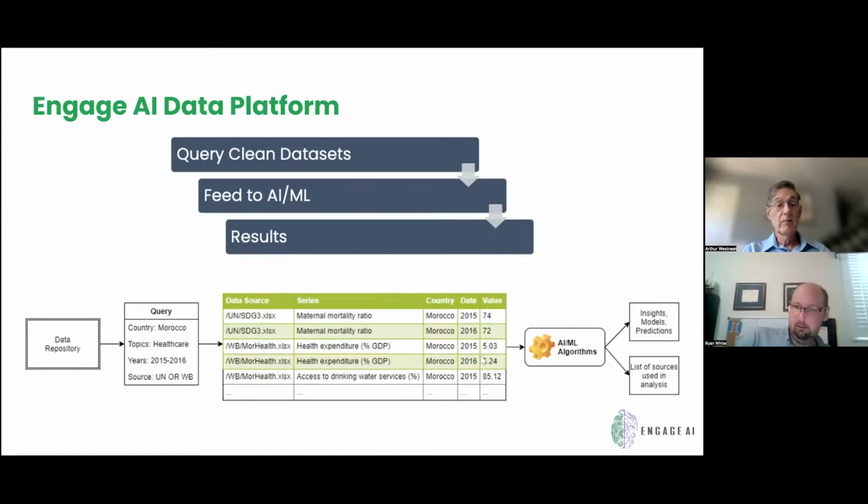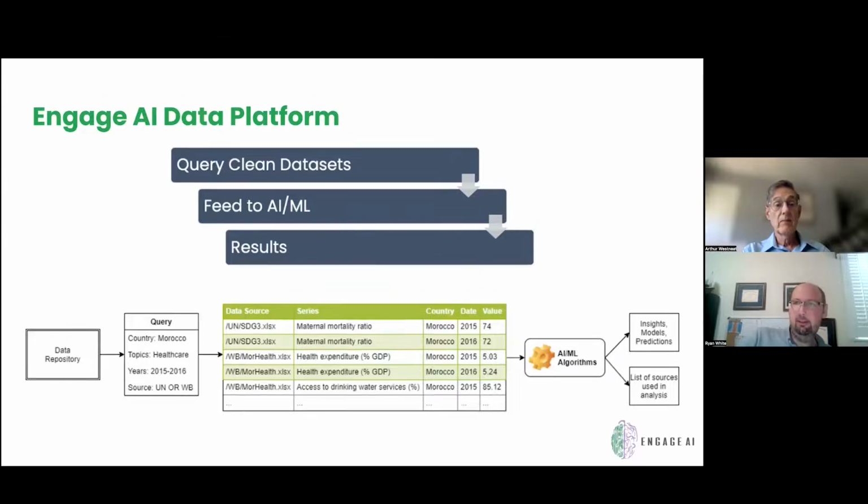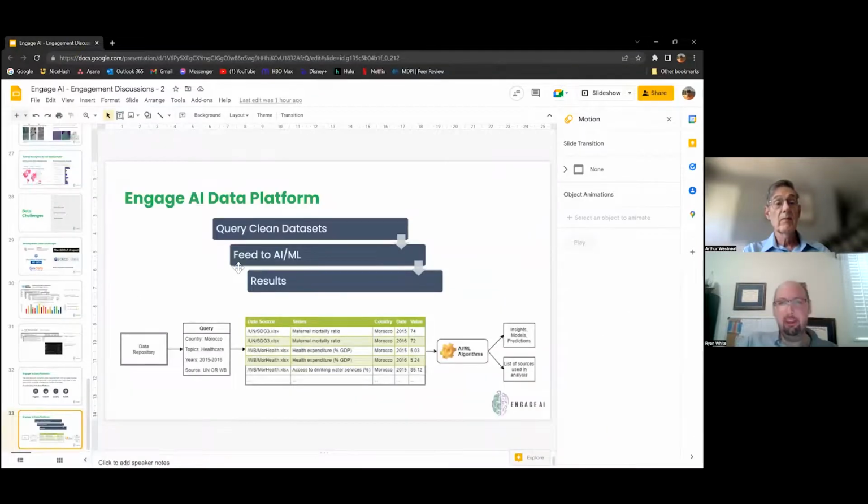I think my slide got stuck. Oh no, that's the last one. Okay, that's the end of the slide.